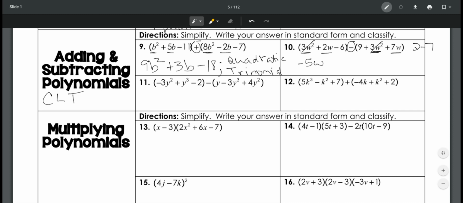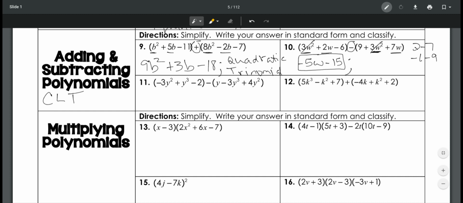Then I have my constants. I have a negative 6 and a 9, but I need to subtract those. So I should be thinking negative 6 minus 9, that gives me negative 15. Now, that would be my answer. The simplified version, we have to identify it based on the degree. The degree is a 1 because that is w to the first power, and that's the largest exponent.